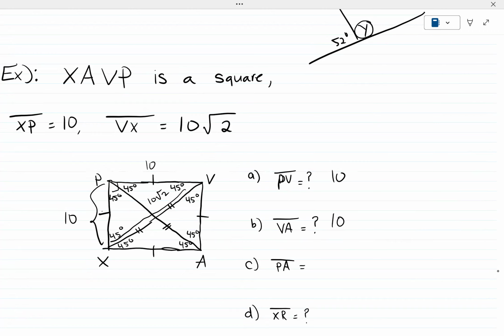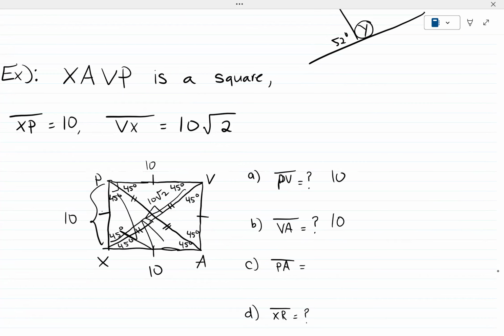What about the length of PA? Now it's talking about the diagonals. And what do we know about the diagonals of a square? All sides are congruent and they all form a 90. So this side is congruent with this, and they form a 90, all 90 degrees. And this is 10. Do you see a triangle? I see a right triangle right here. This whole thing is a right triangle.